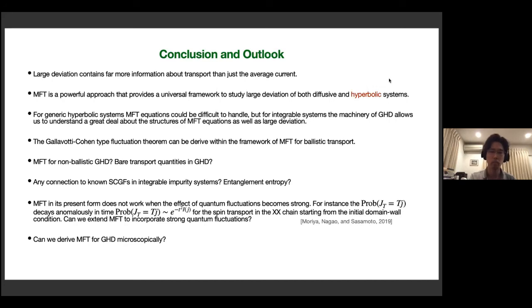Yes, thank you very much, Takato. Thank you very much for a nice talk. So now, are there any questions or comments? If you have a question, raise your hand.